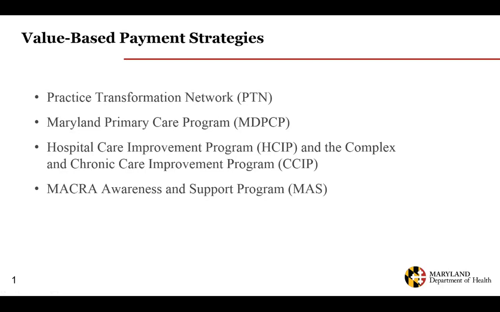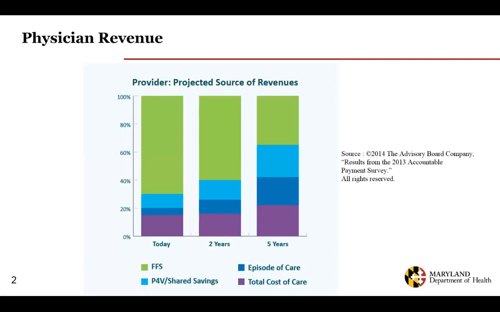So why are we doing all this? What is all this about? What are these programs? When people talk about payment reform, what do they mean? So this slide shows physician revenue and how that's changed over time. The majority of physician revenue is what everyone calls fee-for-service. So basically, there's a visit, and the physician or provider gets paid for that visit. There are some pay-for-value or shared savings, a small amount of episode of care, and a smaller portion of total cost of care, which is capitated arrangements. So what the state of Maryland is really looking to move to is to increase that total cost of care.